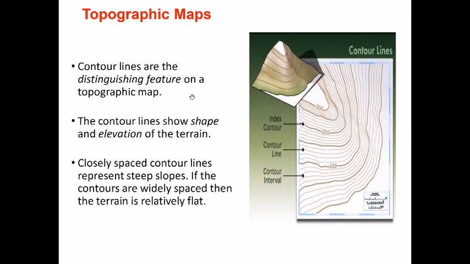Contour lines are the distinguishing feature on a topographic map, and the contour lines show shape and elevation of the terrain. Closely spaced contour lines represent steep slopes. If the contours are widely spaced, then the terrain is relatively flat. So as you can see over here, if you want to represent this part of a hill on a contour map, the slope along this line is changing very quickly. That's why the contours along this line are very close. And on the other sides, the slope is milder, so the space between the contours is more. So this is how a contour is actually built.